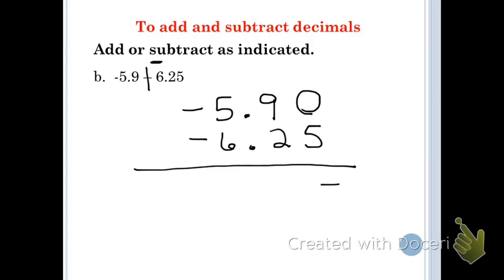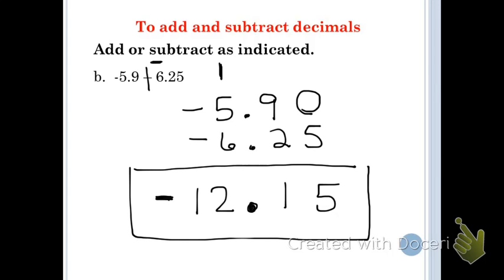0 plus 5 is 5. 9 plus 2 is 11. 1 plus 5 is 6, and 6 plus 6 is 12. My decimal comes straight down. My answer is negative because my signs are the same. Negative 12 and 1500ths.